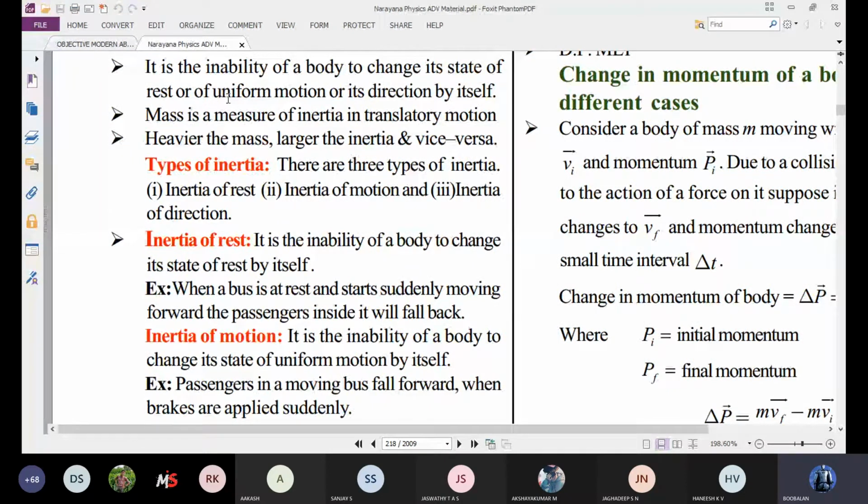Next, inertia of motion. It is the inability of a body to change its state of uniform motion by itself. Example: the passenger in a moving bus falls forward when brakes are applied suddenly.